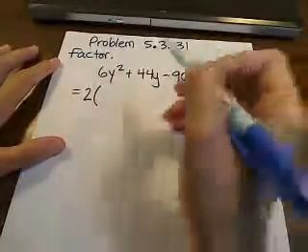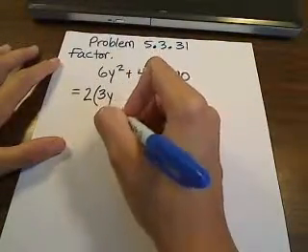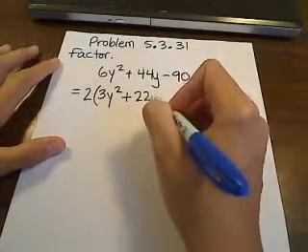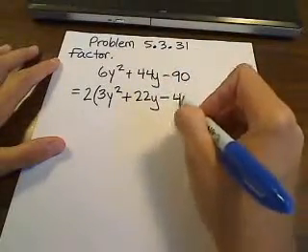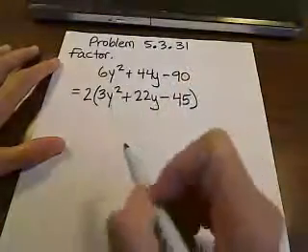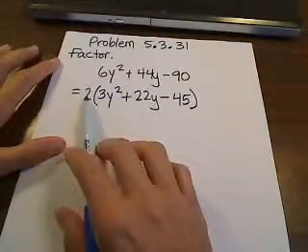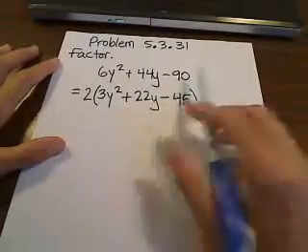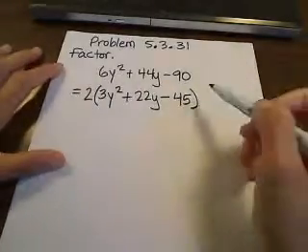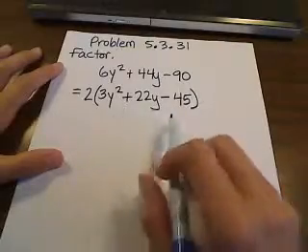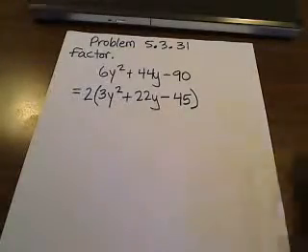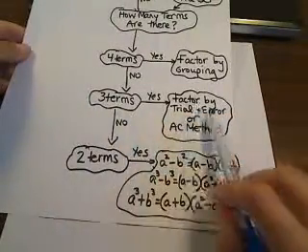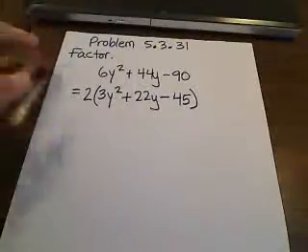When I pull the 2 out, I'm going to be left with a 3y squared, and I'm going to be left with 22y, and then minus 45 in order to get the 90 back. So I'm really thinking about what do I write here so that when I multiply 2 through, I get all of this back. Okay. Now we're going to take a look at this inside, and we're going to ask ourselves the question, does that factor any further? And because it has 3 terms, we're going to try and factor it by trial and error.